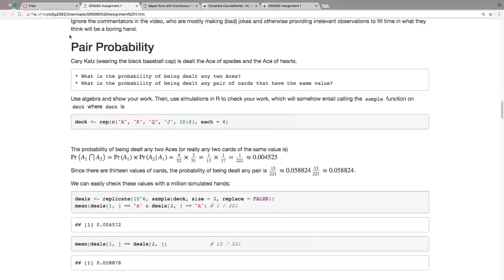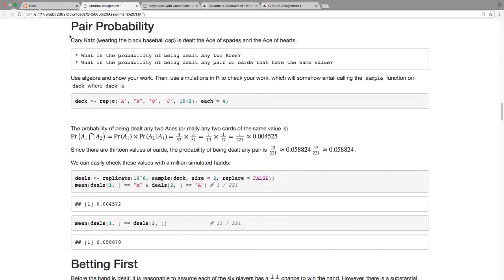So what's the probability of getting dealt 2 aces? Well, that's equal to the marginal probability of being dealt 1 ace. There's 4 of those in the 52 card deck, multiplied by the conditional probability of being dealt a second ace, given that you've been dealt a first ace. And so that would be the conditional probability 3 over 51. There's 3 aces left in the deck, 51 cards. And so that comes out to about 1 in 221 hands, or you could do the decimal approximation of that.